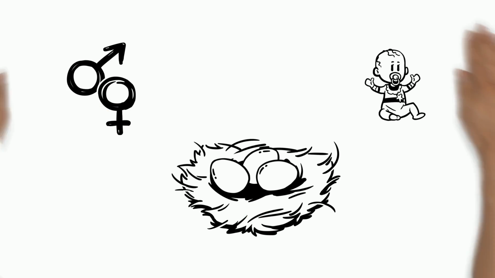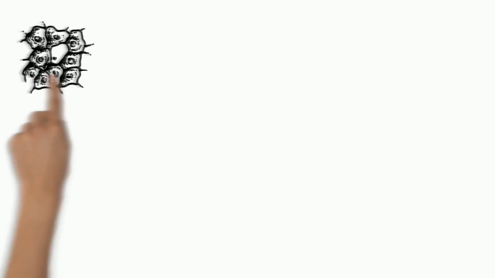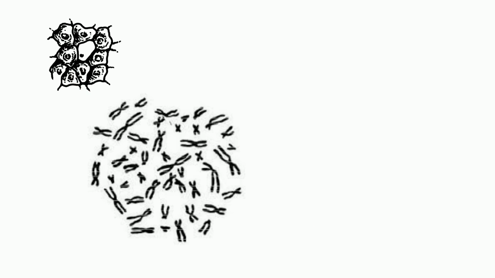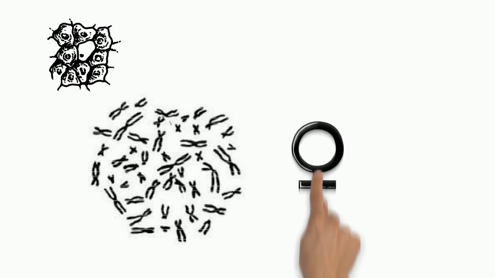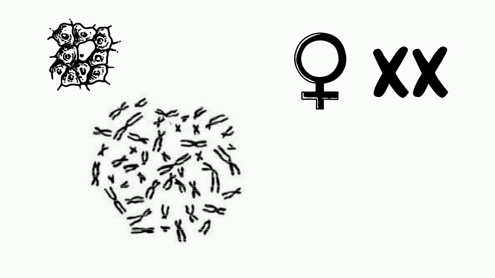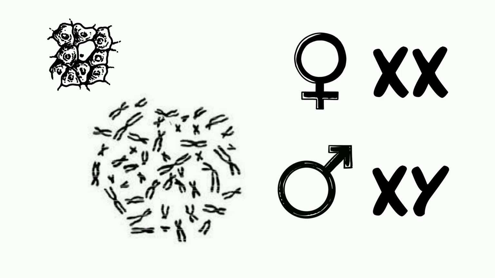Today is about sex-linked inheritance and meiosis. All of your cells have 23 pairs of chromosomes. One of those pairs are sex chromosomes. If you're female, you get 2 X chromosomes, and if you're male, you get an X and a Y.